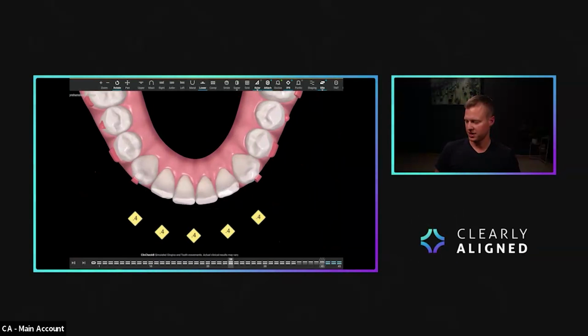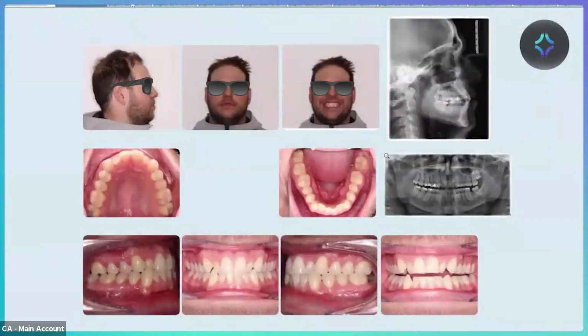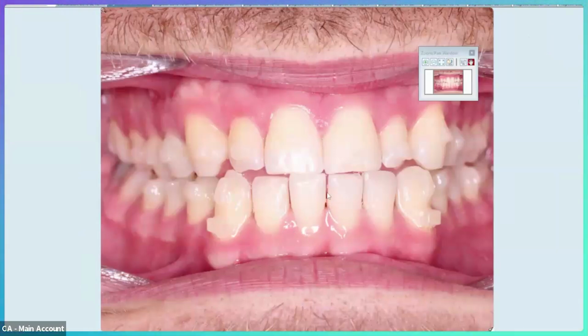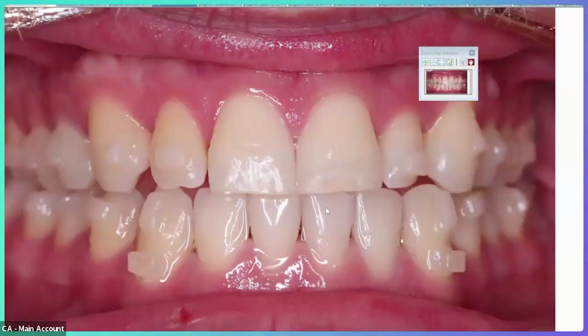Okay, so let's go ahead and take a look at how successful we are with the actual movements. So this is his initial. This is where we're at after our first batch of aligners. So we've done the IPR on the lower. The thing is, you can realize that he wasn't great about wearing his trays at the end of this batch.